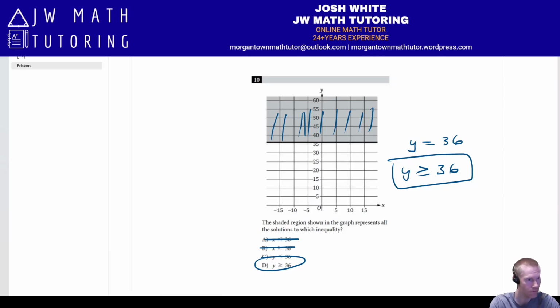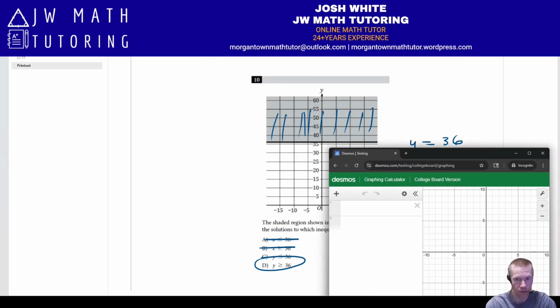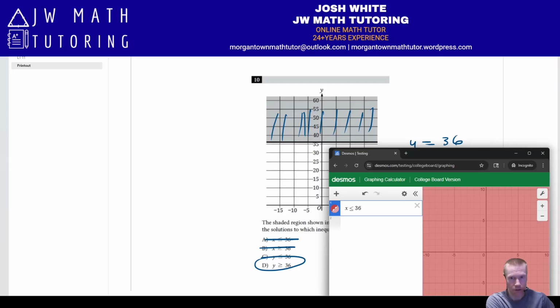And you could just plot the answer choices in Desmos, and just see which one matches the graph that you're given on the screen. So, for example, the first one is x less than or equal to 36. Okay, that one clearly doesn't match because it's got the vertical line. And then the next one, you just switch the direction of it.